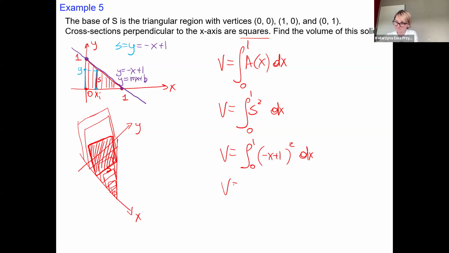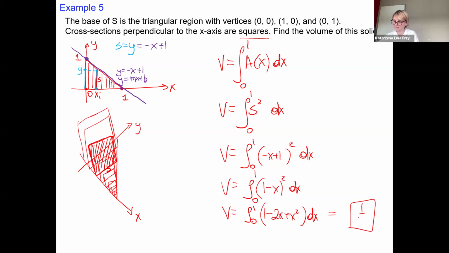We can even flip this for the better, and we still have to FOIL: 1 minus 2x plus x squared. Now you can integrate term by term, and I think I have the answer. The answer is 1/3.